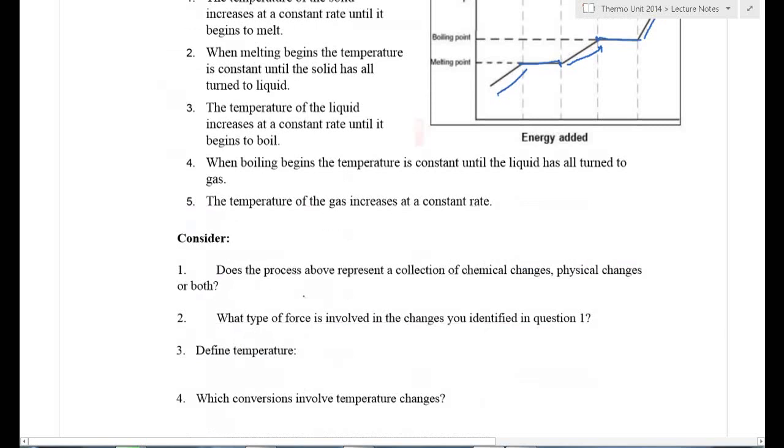So do these changes involve physical or chemical changes? Well, they are not breaking chemical bonds, so it's physical, right? They are breaking IMFs. What type of force is involved? Intermolecular forces. Define temperature. Temperature here is defined as the average kinetic energy of the molecules. That's what temperature represents.